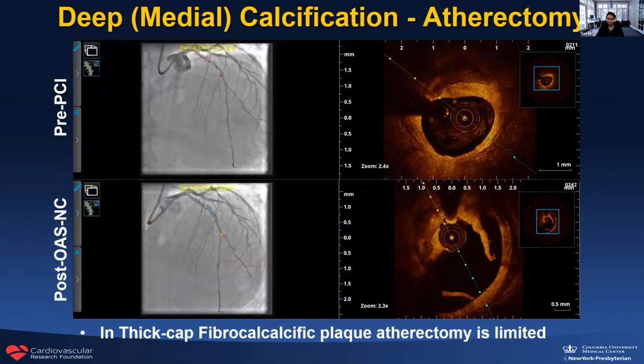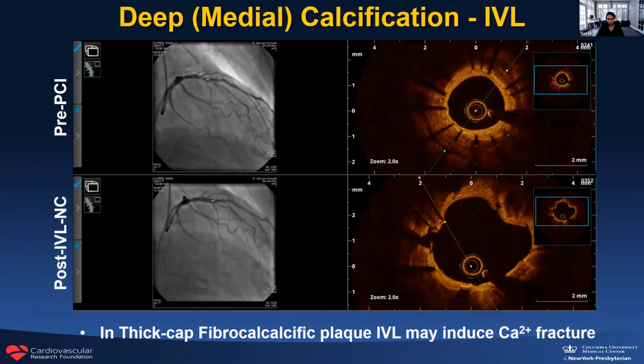Let's take a look together. Here's an example of a patient who has a thick cap calcification. This is the pre-PCI OCT. This is post-orbital atherectomy. Of course, we've had no impact on this calcium because the orbital atherectomy system gutters itself into this tissue, and by the time it's actually led to this calcium, there's significant bias and pushing the calcium away and guttering inside of this vessel. In thick cap fibrocalcific plaque, atherectomy may have limited impact.